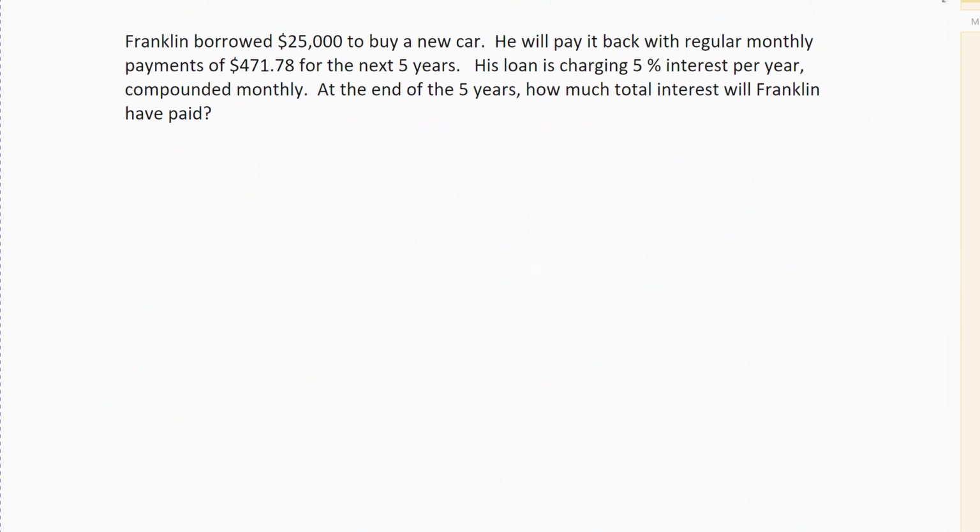All right, next question on this page. Frank borrowed $25,000 to buy a new car. He'll pay it back with regular monthly payments of $471.78 over the next 5 years. His loan was charging 5% interest per year compounded monthly. At the end of 5 years, how much total interest will Frank have paid?